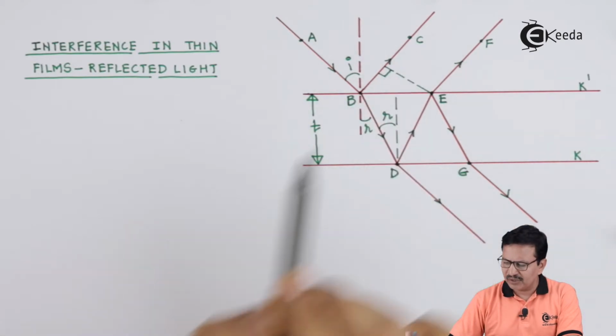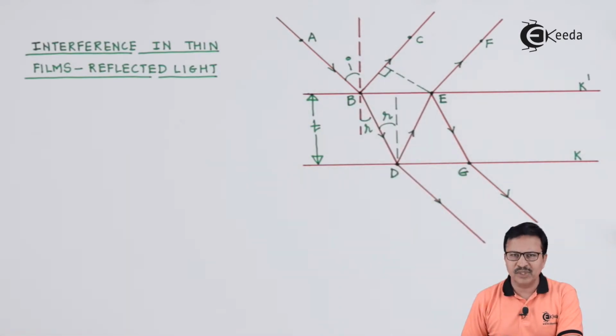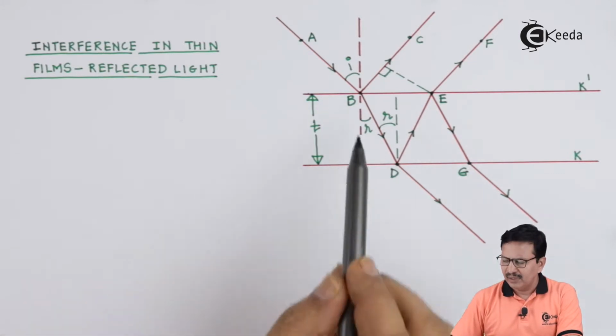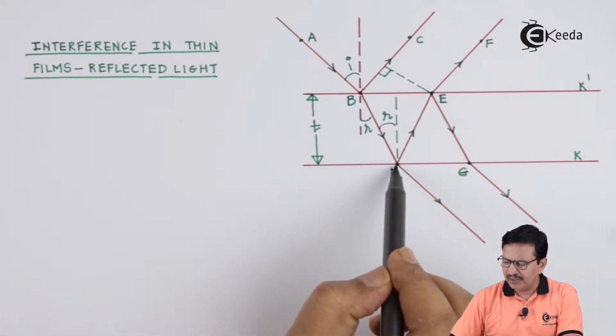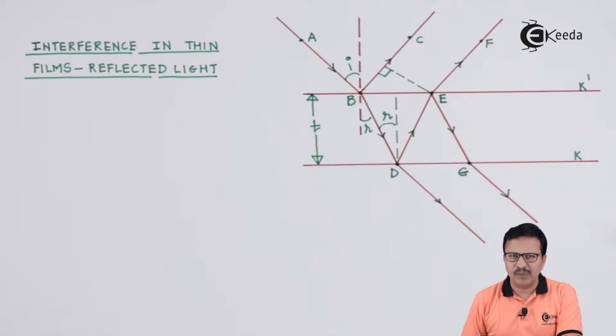So BC is going to be the reflected ray, and BD is going to be the transmitted ray. BD is of course the refracted ray also. At the point D, once again there is going to be partial transmission as well as partial reflection. Remember, we are dealing over here with interference due to division of amplitude.